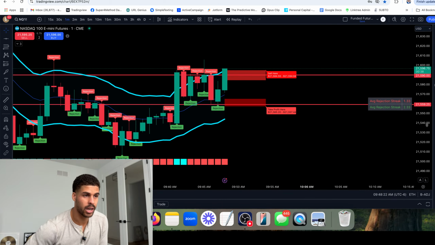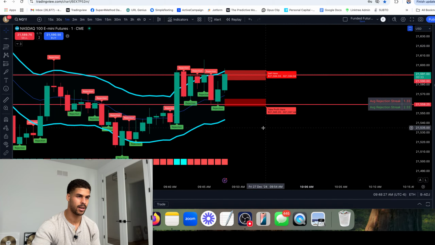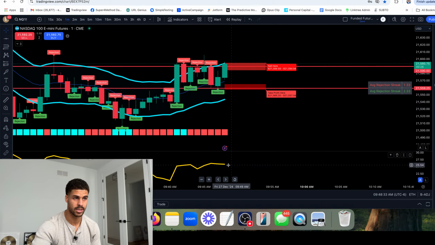So I could have easily read that with this information and taken this long and made a ton of money. I could have easily done that. I didn't, but I could have easily gotten that information and made that move. That would have been really nice. I just wasn't confident. I wanted to wait for this breakout.